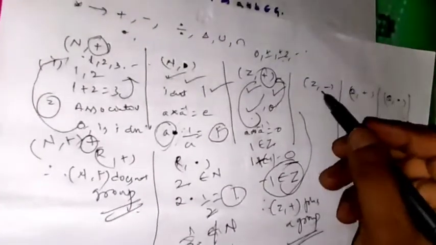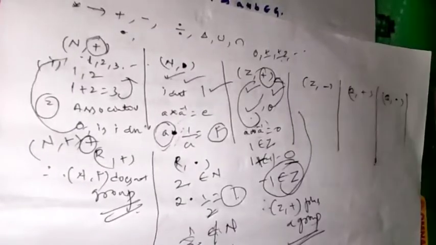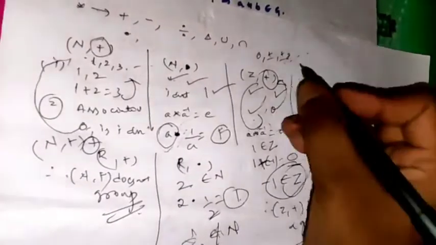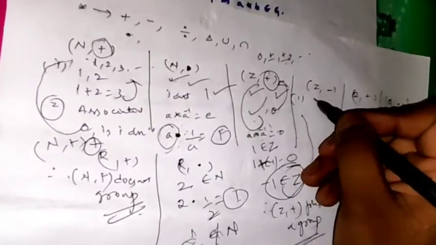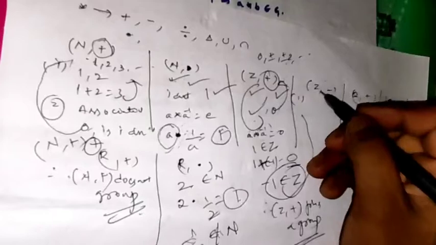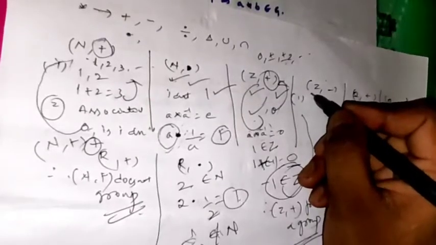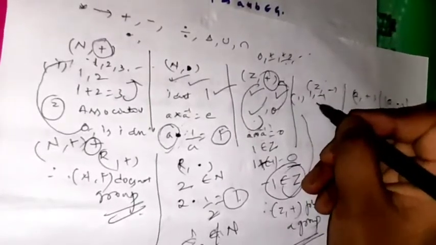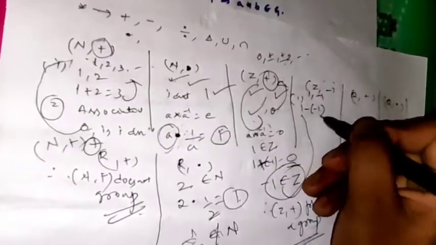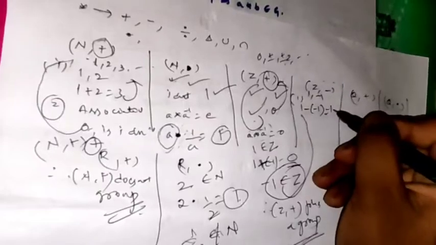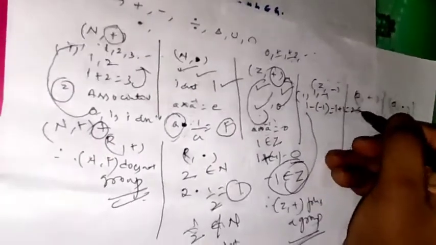Next, does Z comma minus form a group? Suppose, what is the first axiom? Closure property. We take any elements in our Z. Suppose I take 1 and minus 1. Here what is the operation? Minus. 1 minus minus 1, we get 1 plus 1 is equal to 2, which belongs to the integers again. Yes, this satisfies for any element. We take any element in Z, this satisfies the closure property.